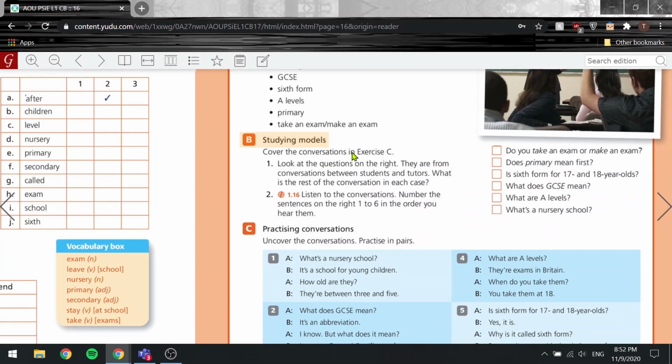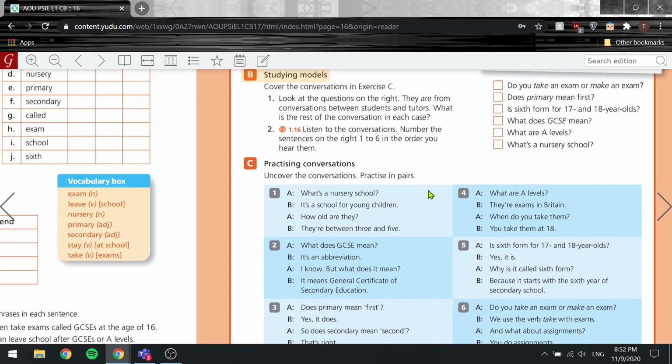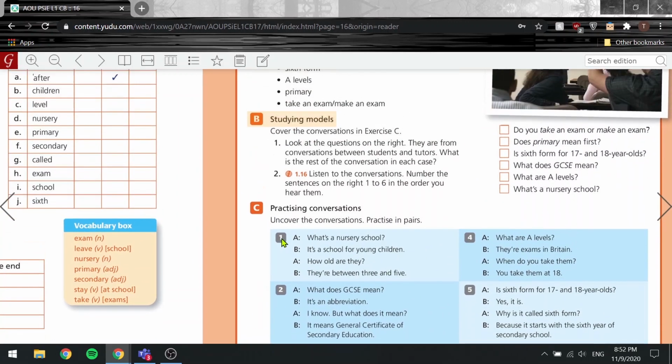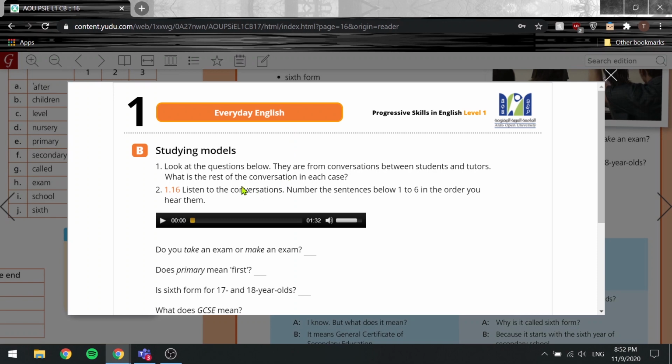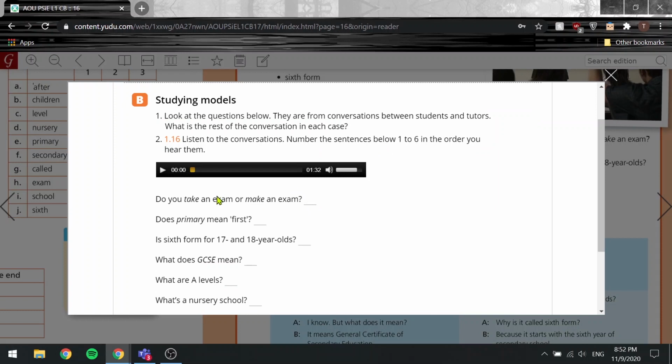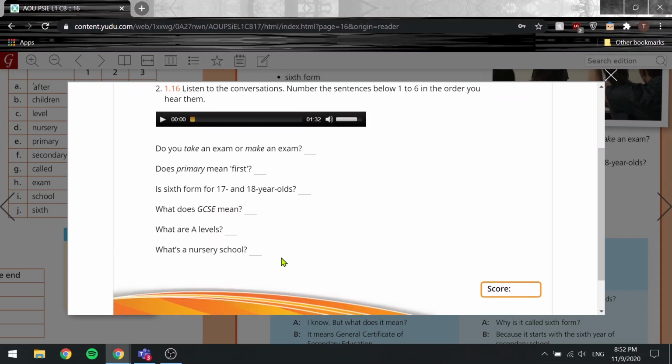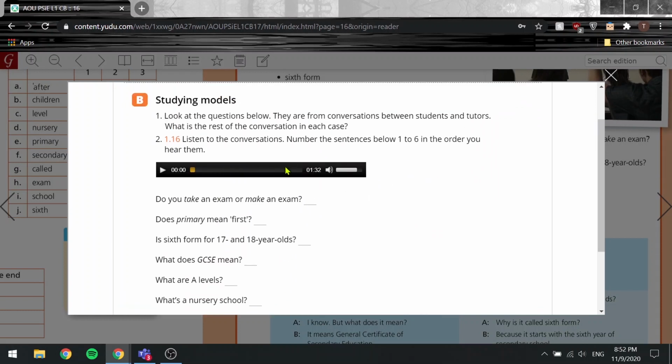Cover the conversations in exercise C. So it looks like we're going to be using the same conversations from exercise C here. Let's take a look here. Okay, look at the questions below. They're from conversations between students and tutors. What is the rest of the conversation in each case? Okay, listen to the conversations, number the sentences below 1 to 6 in the order you hear them. Okay, so we're going to be labeling each conversation or each question based on the number that we hear them here in the audio. So let's go.